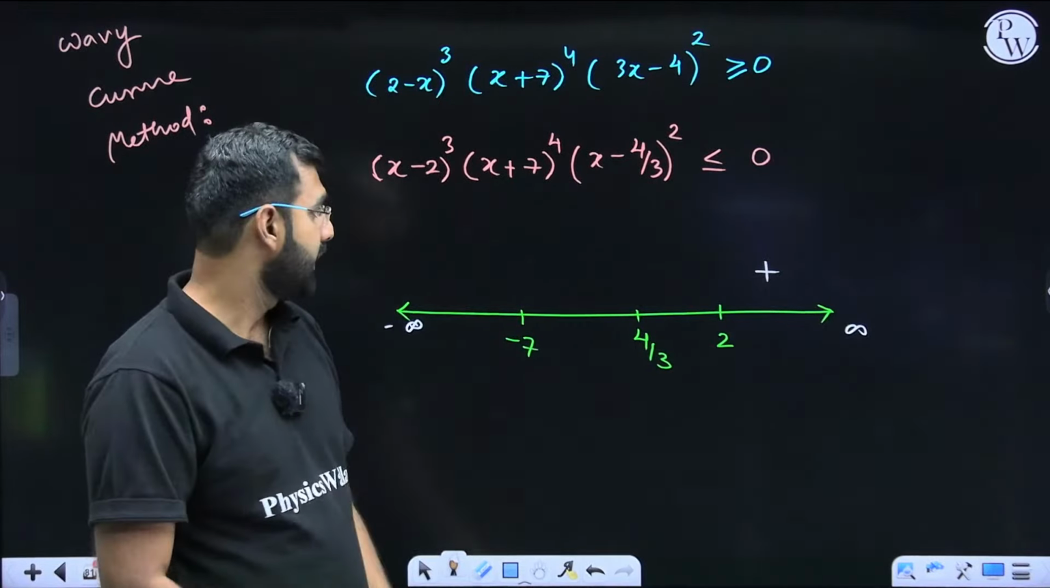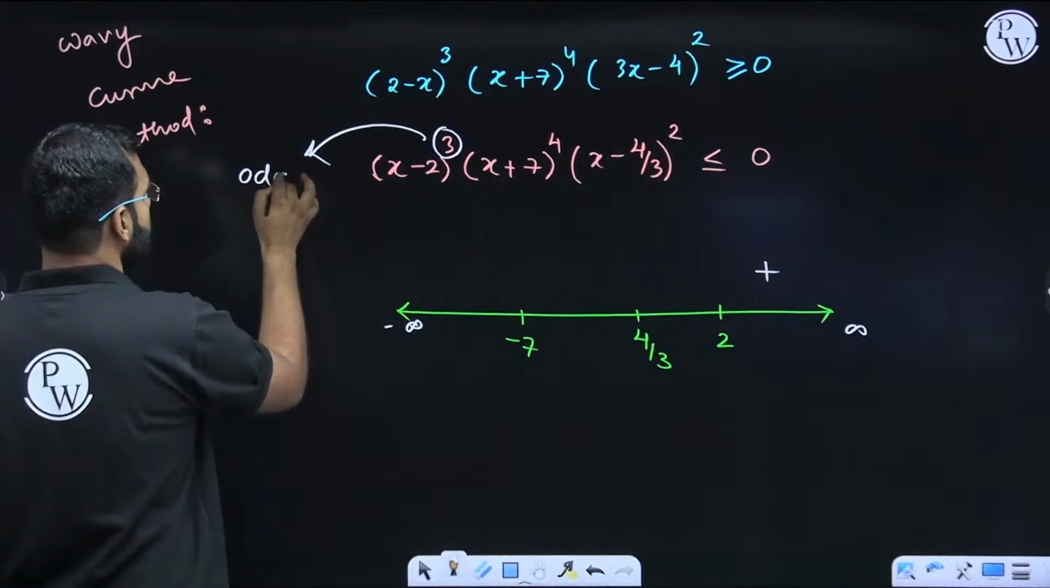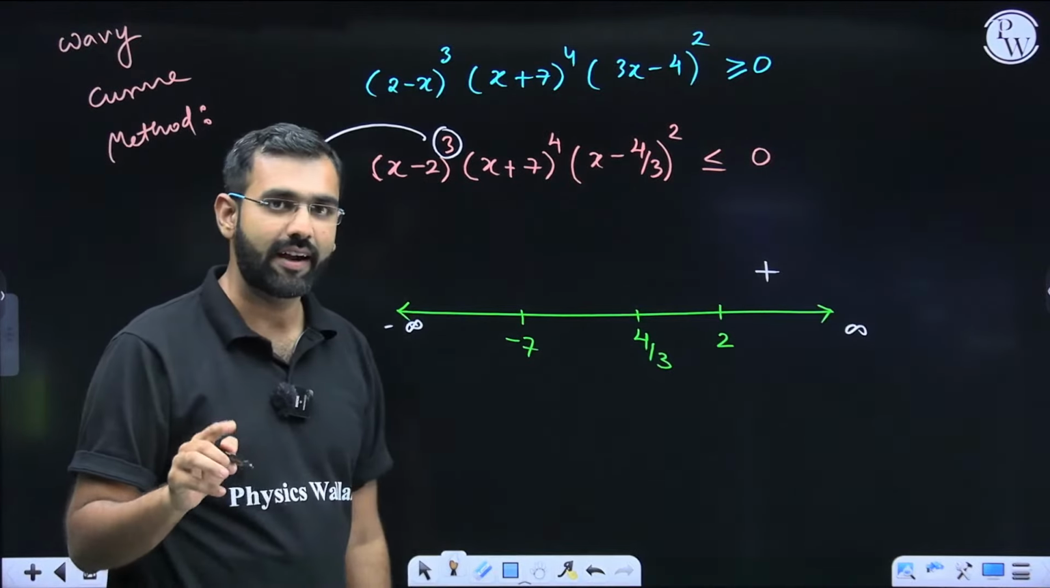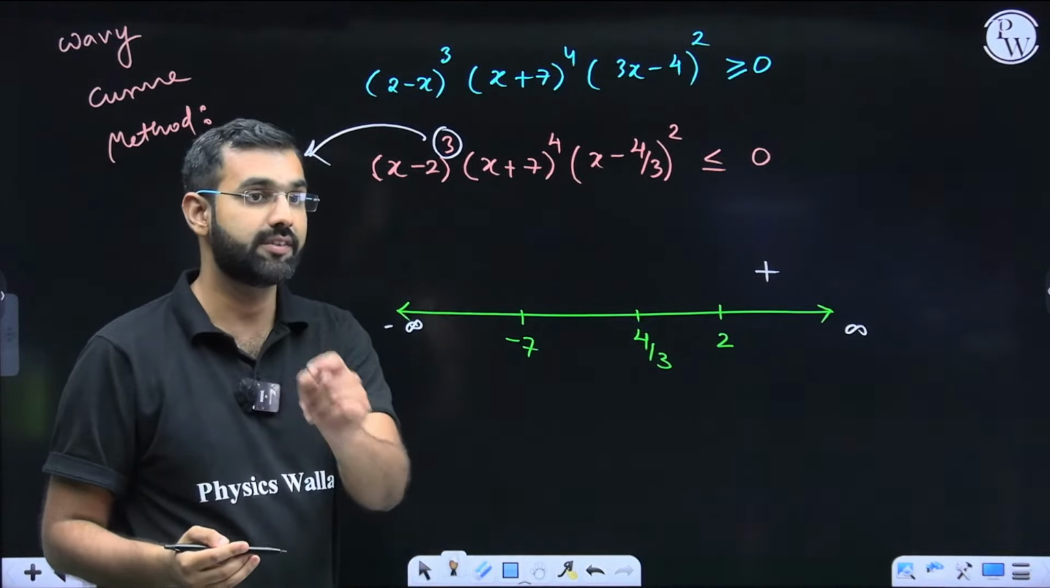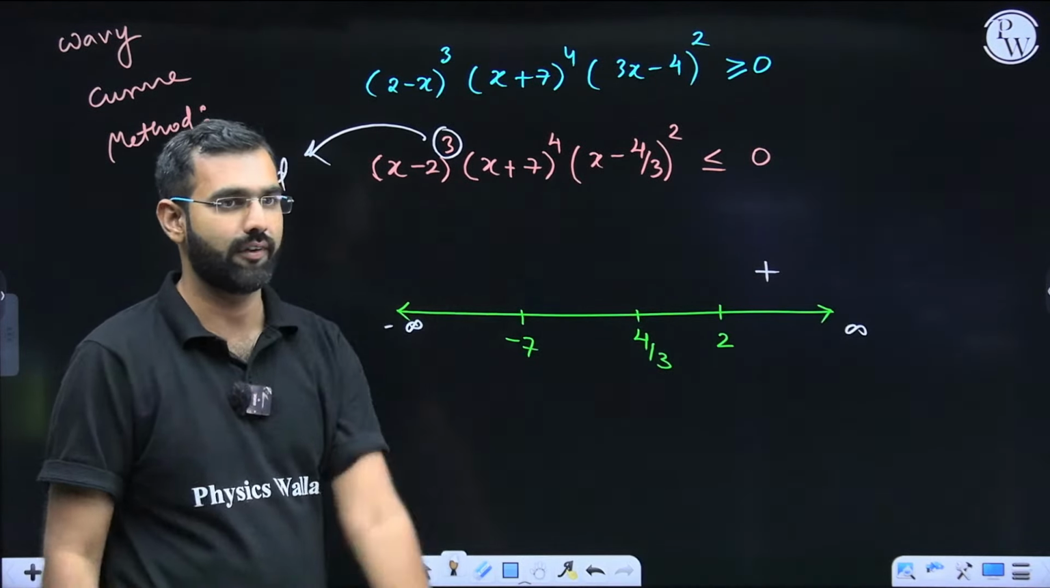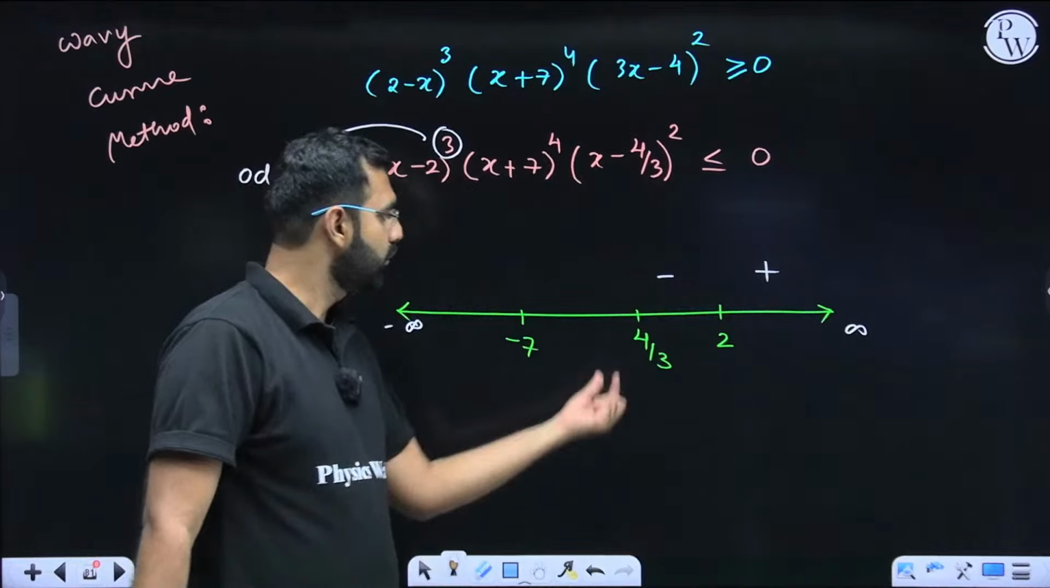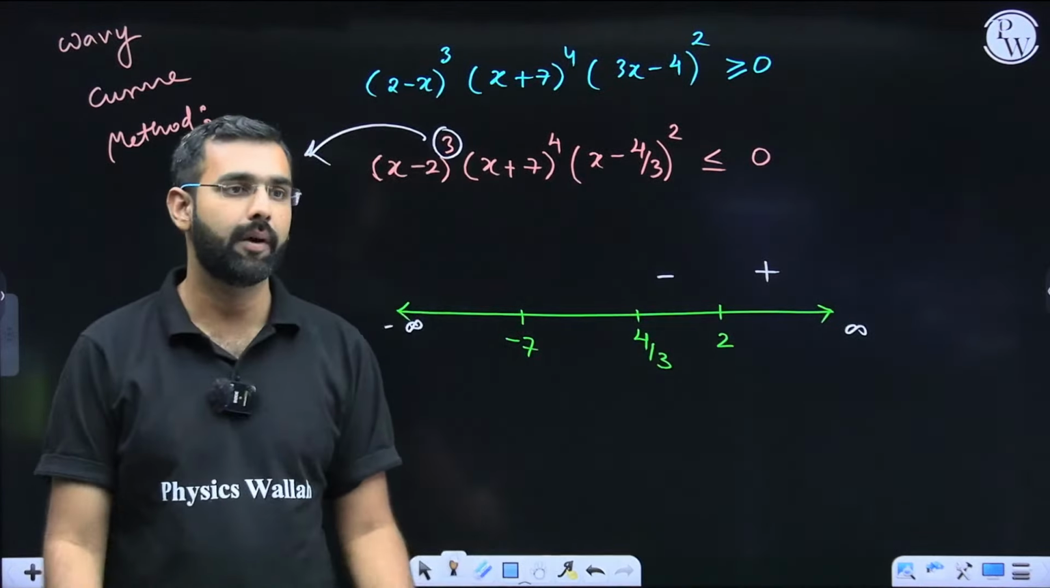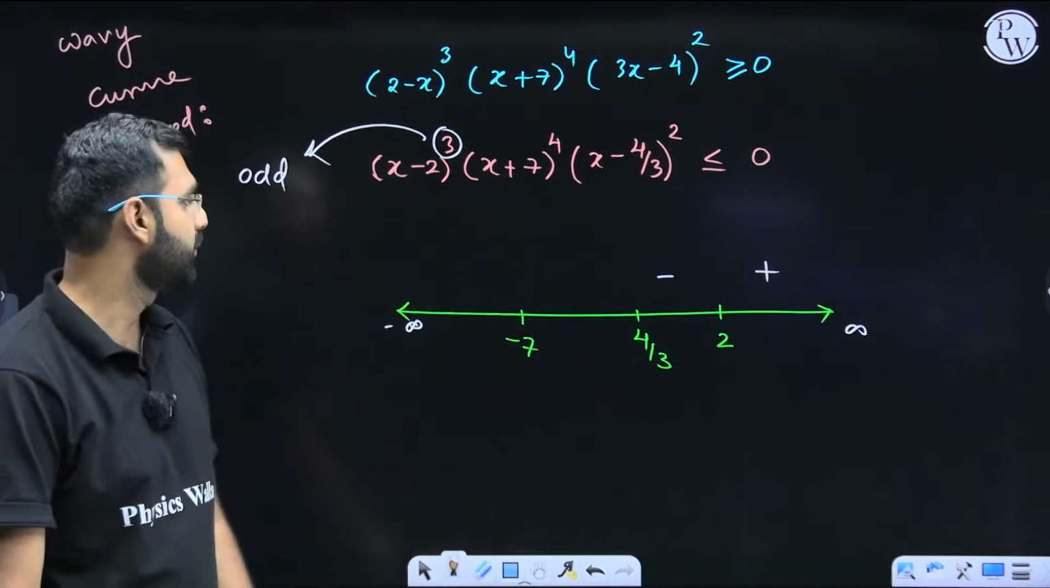Now look at this 2. Where did you get this 2 from? Sir, we got this 2 from this. Look at the power of this factor. Sir, the power of this factor is 3. Can you tell me whether it is odd or even? Sir, it is odd. If the power of that factor is odd, the sign changes. Brilliant, Sachin. That's perfect. Thank you so much for highlighting it. So if it was plus, this region will be negative. So from 4 by 3 to 2, it will be negative. Perfect. Brilliant sign, Sachin. Good observation.